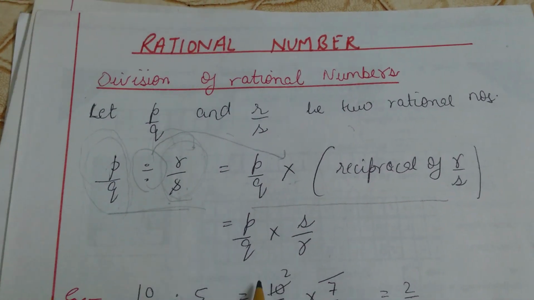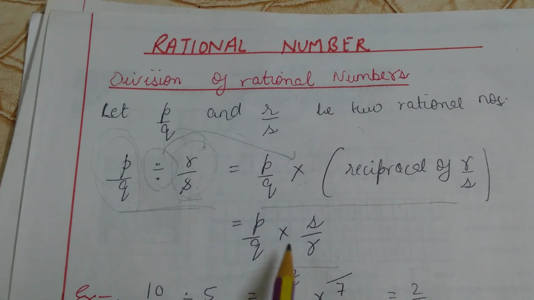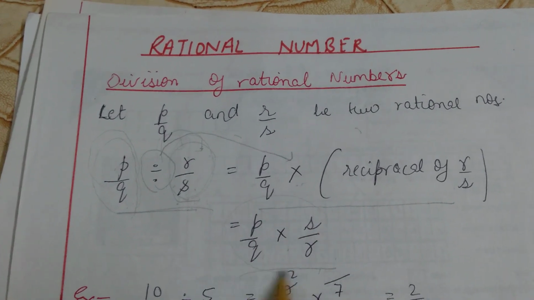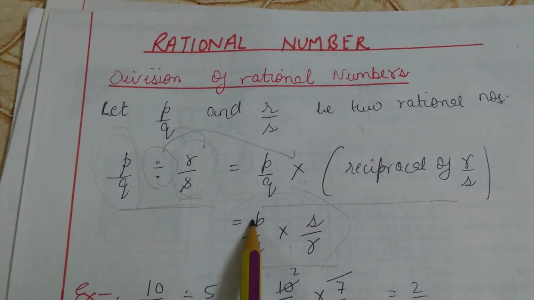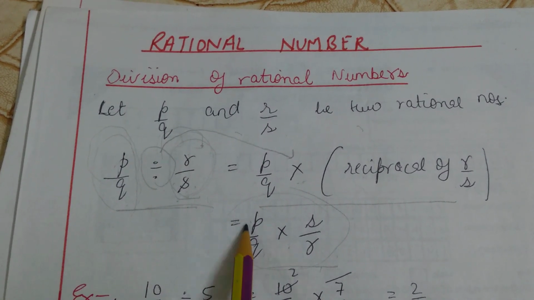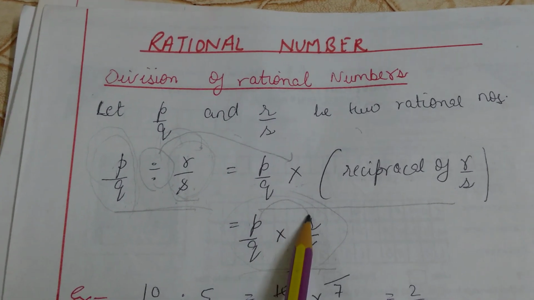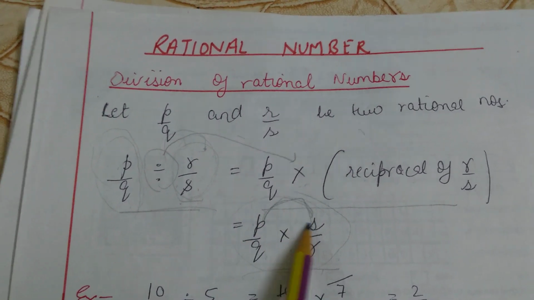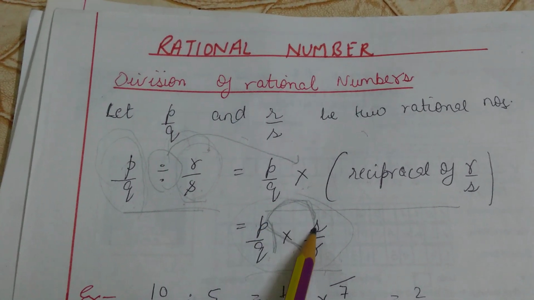So this can be written like this: p/q divided by r/s equals p/q into s/r. Then we will simplify it. Make sure that the numerator and denominator are always simplified. You will not simplify like this. You will simplify like this or this. You will never simplify like this.